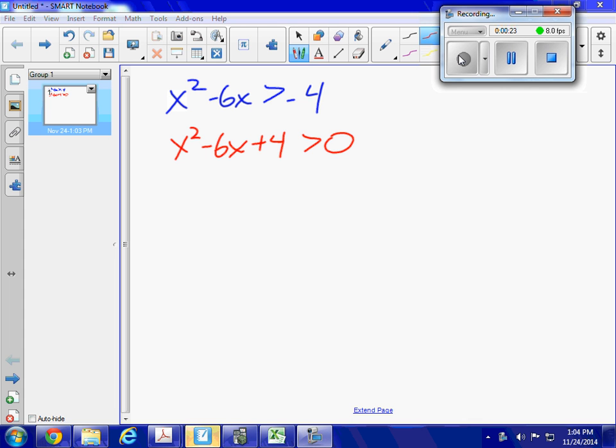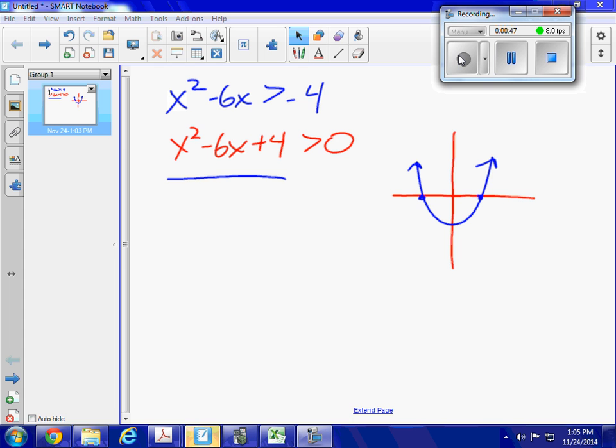Now it's a quadratic, and a quadratic is a parabola. So if it's greater than 0, it means that the value of this expression has to be greater than 0. If it's a parabola that is, for example, opening up and crosses the x-axis and has two roots, the values that are greater than 0 are these values right here.